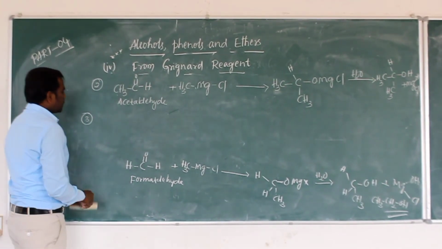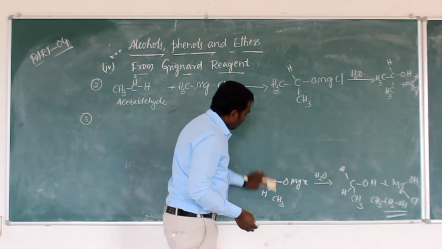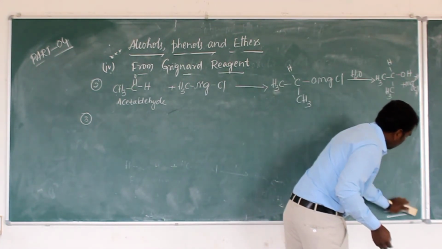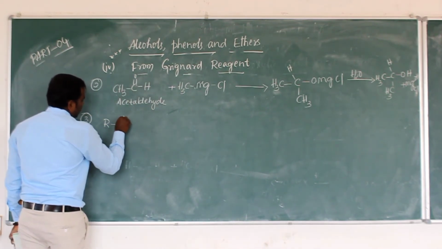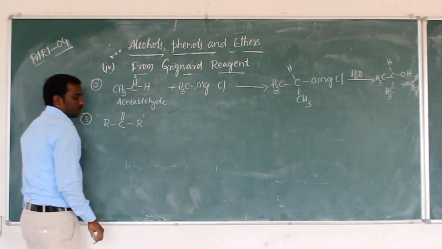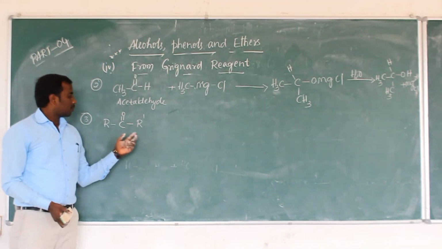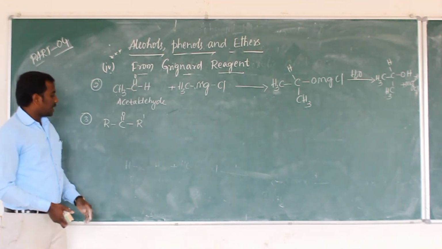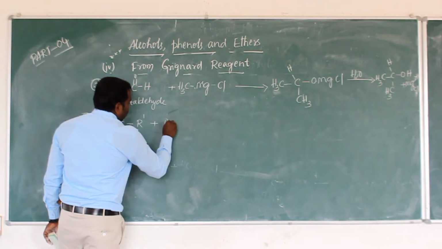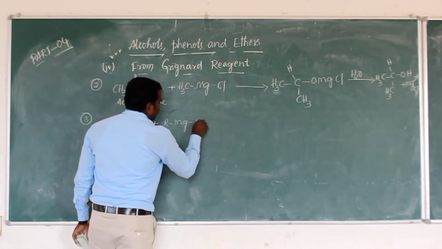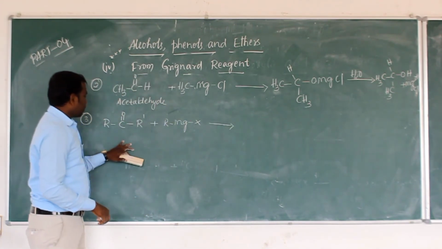The third one is by using ketone. The ketone general formula we already know: R C double bond O R dash, right? This is the ketone formula. See how to prepare alcohol from ketone using Grignard reagent. When ketone reacts with the Grignard reagent RMgX, what do you form? Very simple. See here.